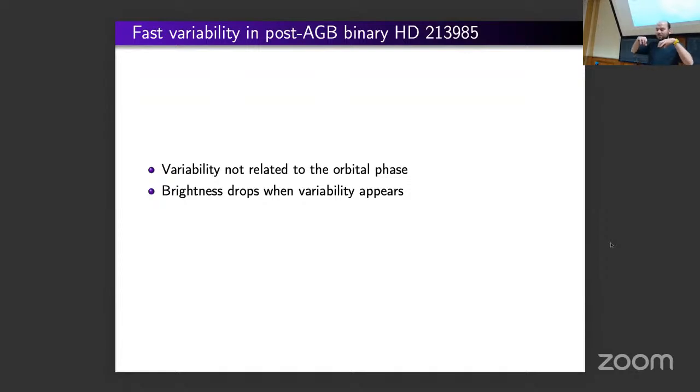So basically, the circumbinary disk is not smooth, but we have some clumps, and when a clump is in the line of sight, the brightness drops, then it moves out of the line of sight, and the brightness increases. So that's why when the variability appears, we see a drop in brightness, because of the clumps.